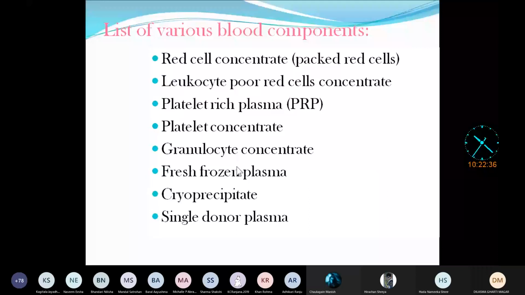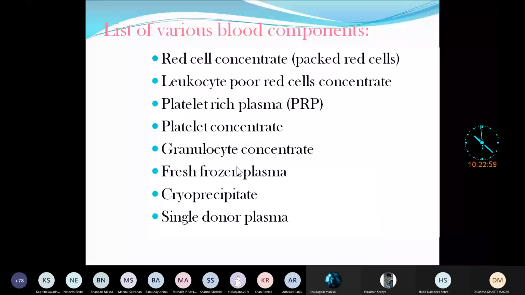And another one is fresh frozen plasma. Fresh frozen plasma means when the plasma is separated after the platelets are taken out from it, then we have only the plasma left, isn't it? So that plasma is frozen, and then this plasma is known as fresh frozen plasma.